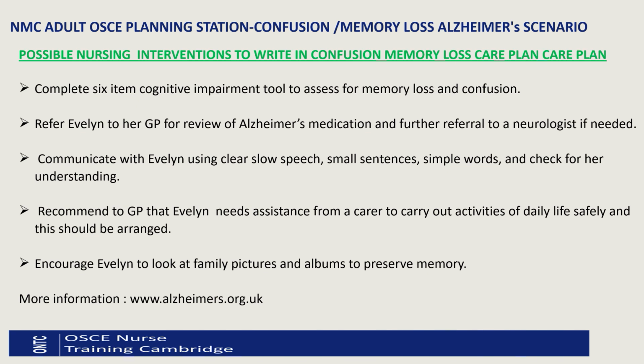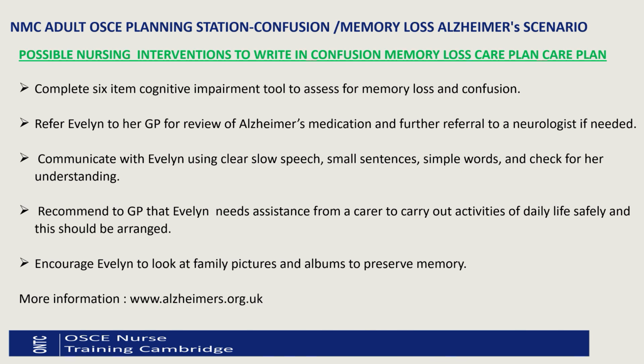Next one I would probably write is communicate with Evelyn using clear, slow speech. That is really important with your dementia patient who is having memory loss and confusion. Keep your speech very clear, with small sentences and simple words, and check for her understanding. Check whether she understands what you have just told her, and you may have to repeat yourself and remind her again.